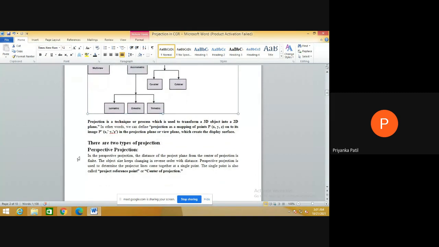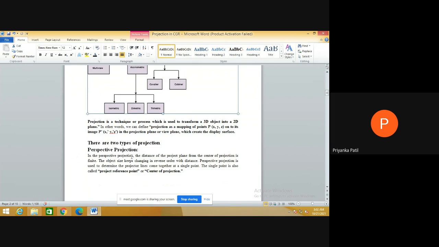So first we have to discuss the perspective projection here. The perspective projection, on the other hand, produces the realistic view but does not preserve the relative properties. Means the shape or the size of an object gets changed, but it preserves the realistic view of the given object.